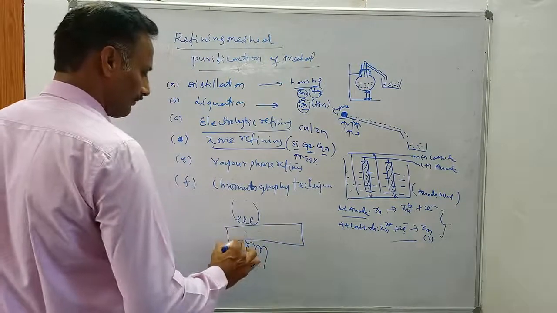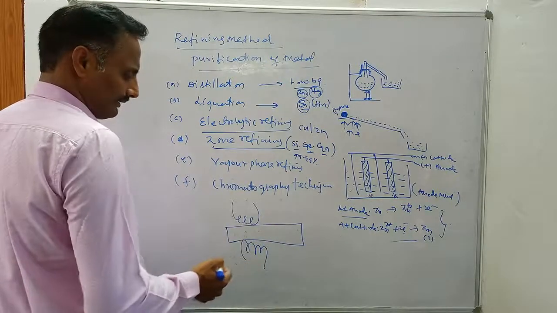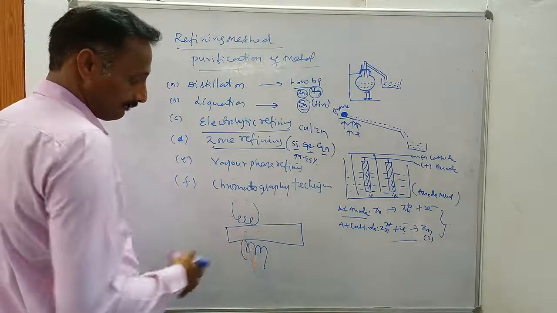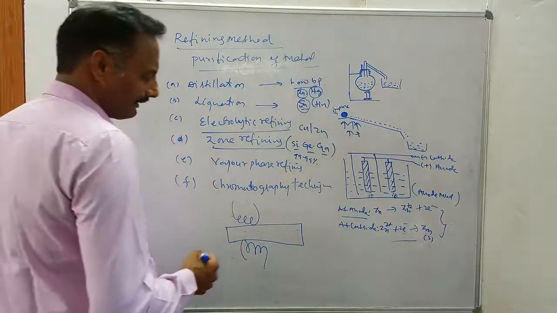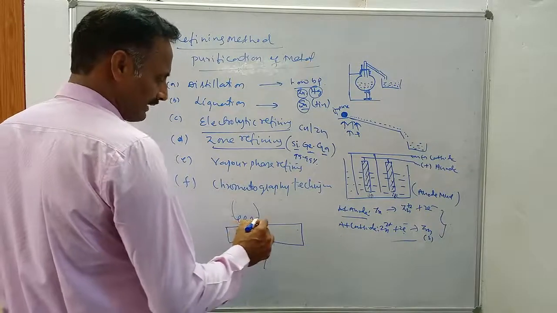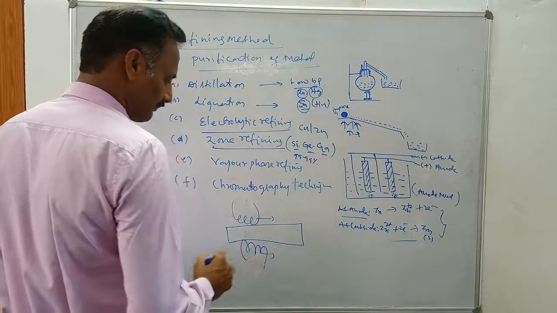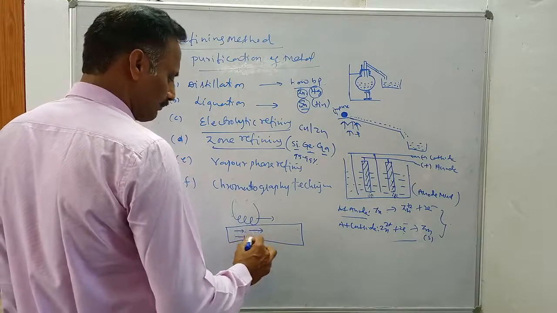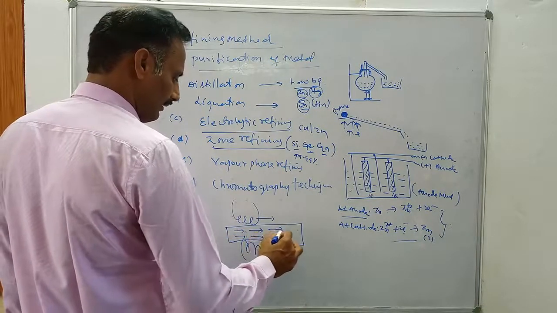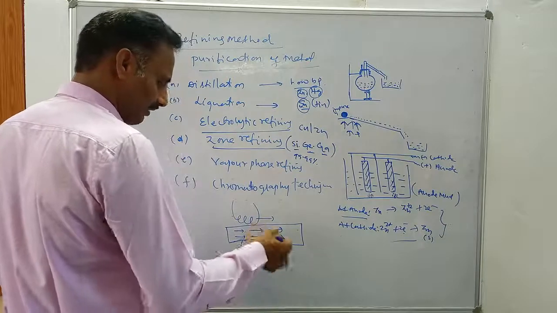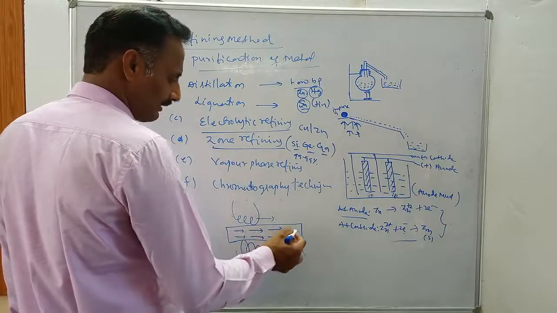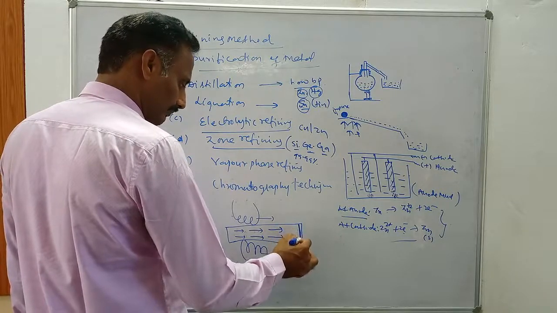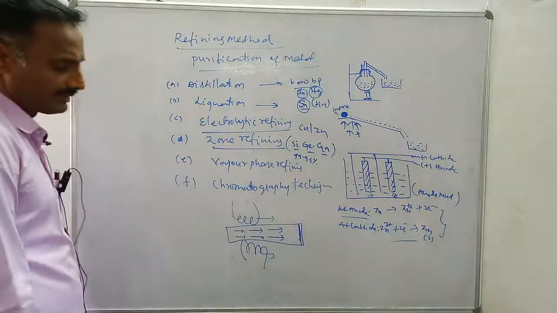This is an impure rod. When the impure rod is kept in between electric mobile heaters, and these mobile heaters are moving in the same direction, the impure metal melts, and the impurities present in the rod move towards the end of the rod.